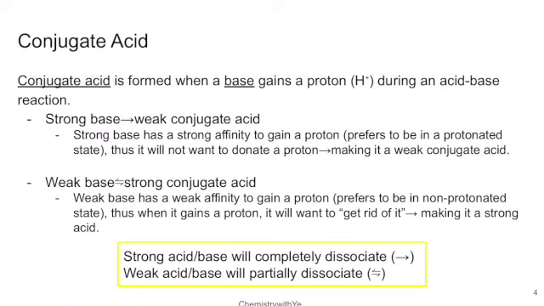A weak base results in a strong conjugate acid because a weak base has a weak affinity for gaining a proton because it prefers to be in a non-protonated state. Thus, when it gains a proton, it will want to get rid of it, making it a strong acid. So a strong acid or base will completely dissociate, resulting in a non-reversible reaction, and a weak acid and base will partially dissociate, where the reaction is reversible.